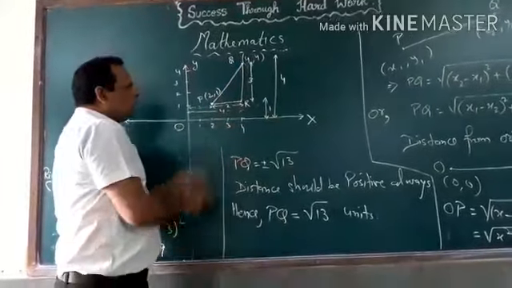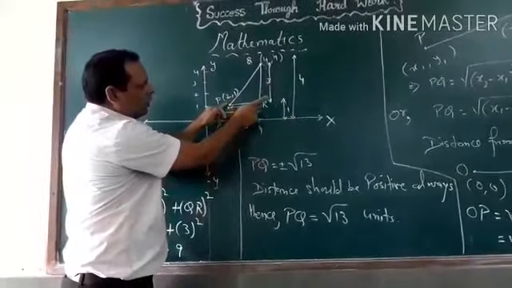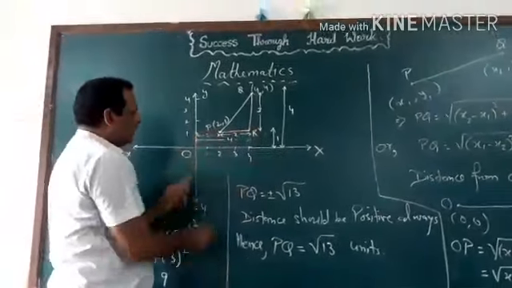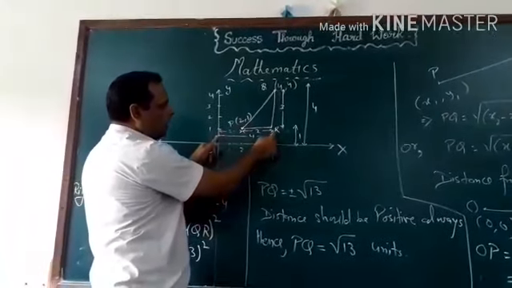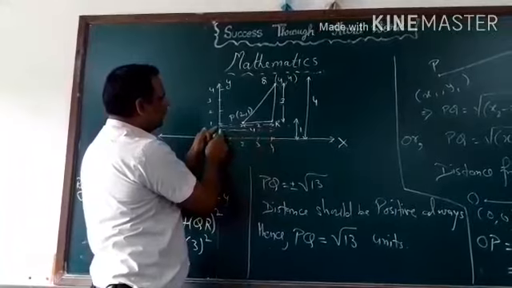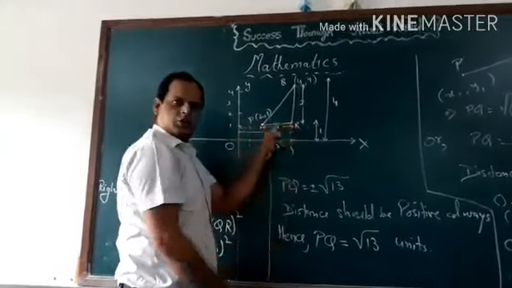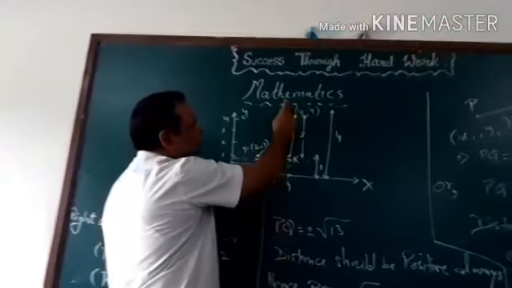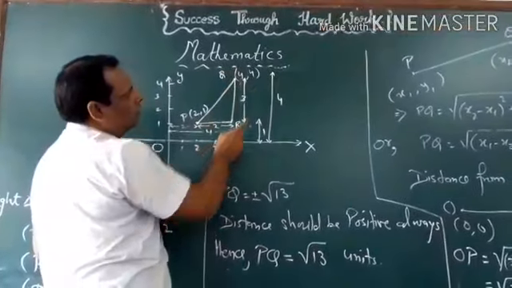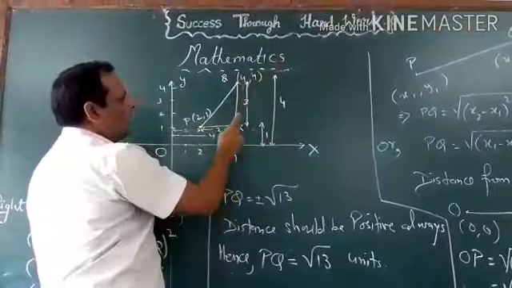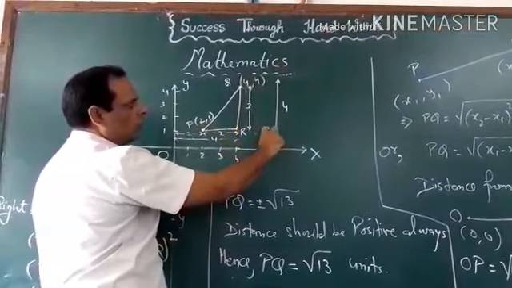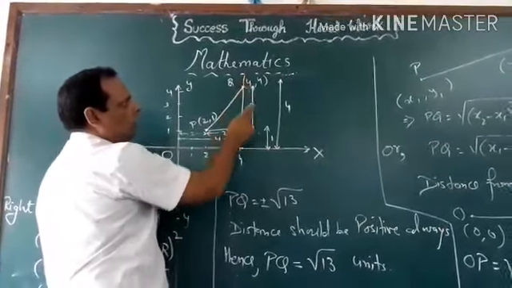Now we see here the distance PR. The distance from the origin to the R point is 4. The distance from the origin to the P point is 2. So the remaining distance PR is 2. Now we see here Q to the x-axis, the distance is 4. P to the x-axis, the distance is 1. So the remaining distance QR is 3.